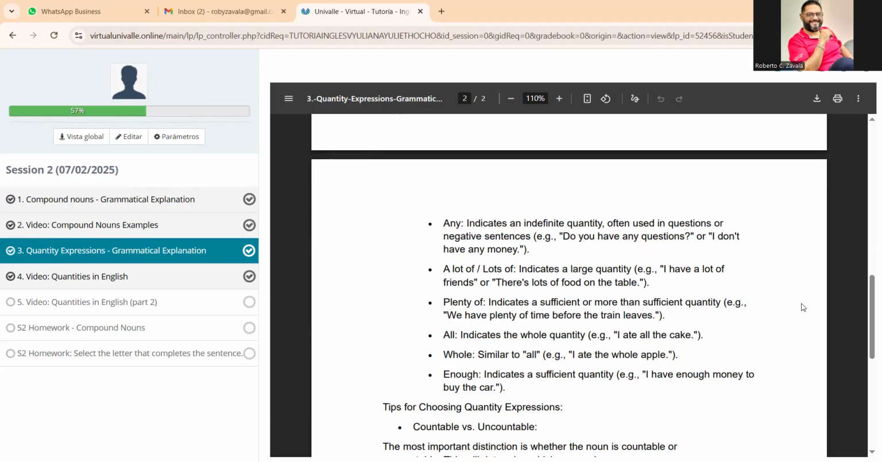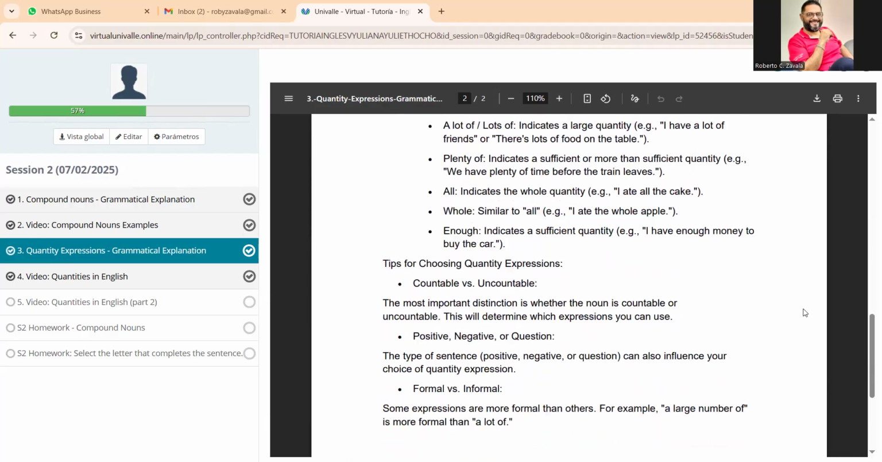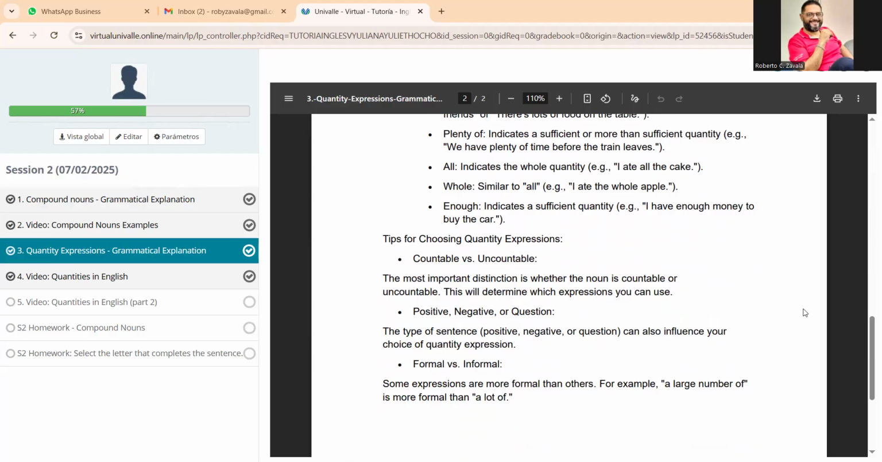Plenty of indicates a sufficient or more than sufficient quantity. Example: we have plenty of time before the train leaves. All indicates the whole quantity. Example: I ate all the cake. Whole, similar to all. Example: I ate the whole apple. Enough indicates a sufficient quantity. Example: I have enough money to buy a car.